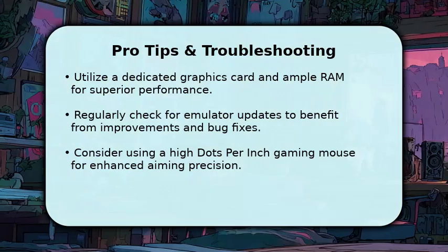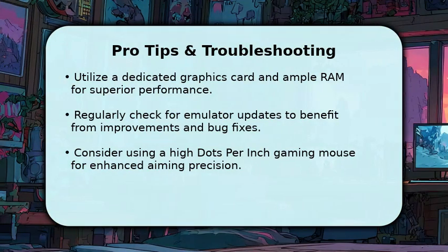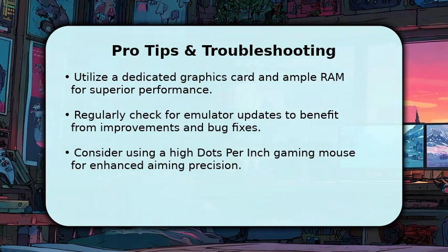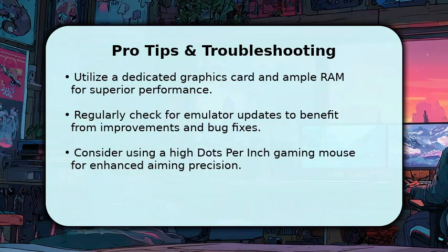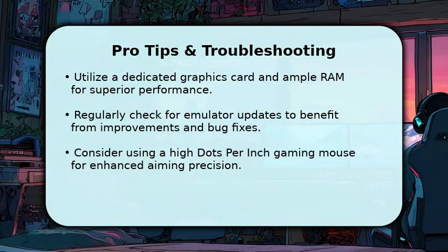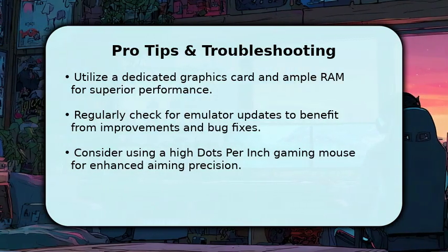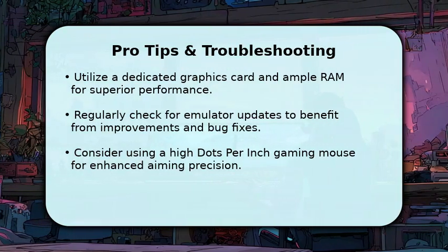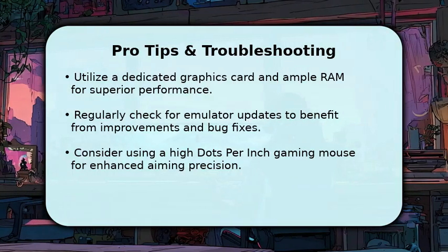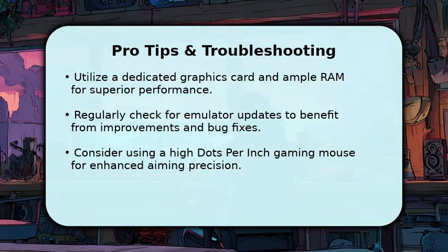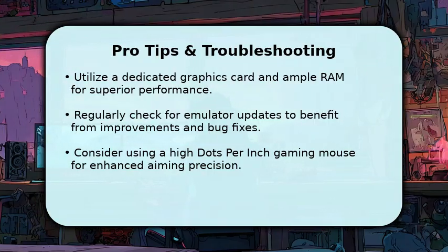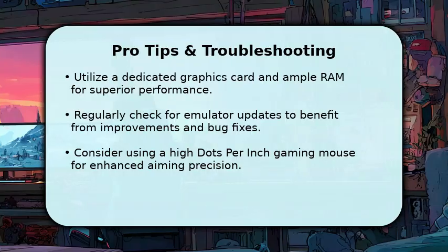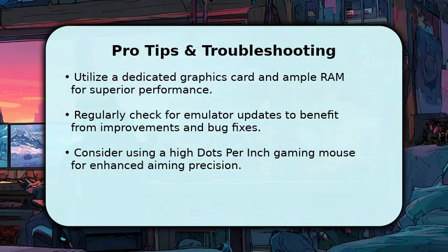For the best experience, ensure your computer has a dedicated graphics card and sufficient random access memory, perhaps 8 GB or more. Regularly check for updates for your chosen emulator, as these often bring performance enhancements and bug fixes. Consider using a high dots per inch gaming mouse for precision aiming, which can significantly improve your accuracy in intense firefights. These small adjustments cumulatively create a much more enjoyable and competitive gaming environment.